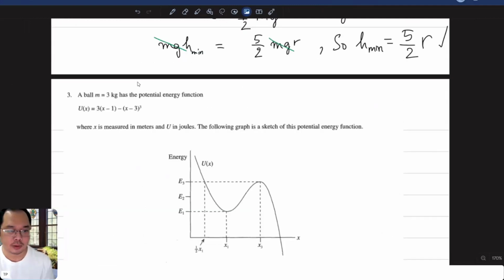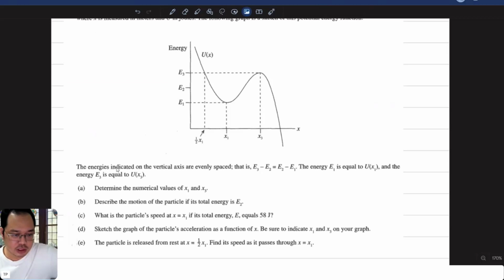A 3 kg ball has a potential energy function, where x is measured in meters and U is the potential energy given by this formula, a cubic function. The following graph is sketched of the potential energy function. Energies indicated on the vertical axis are evenly spaced.